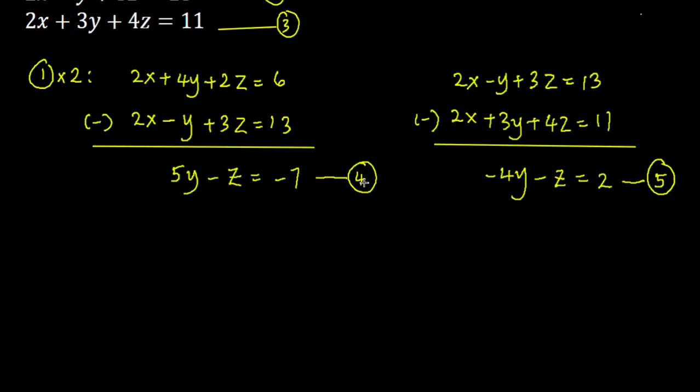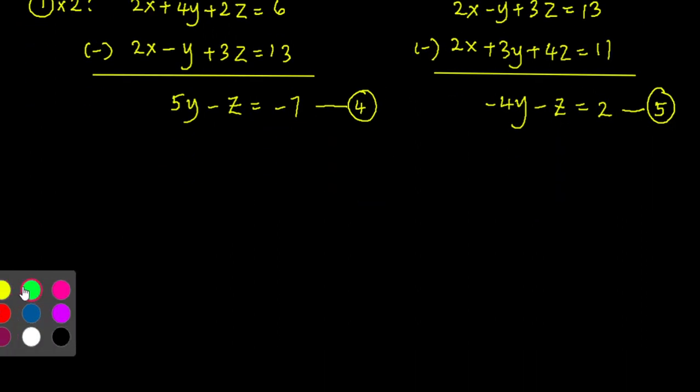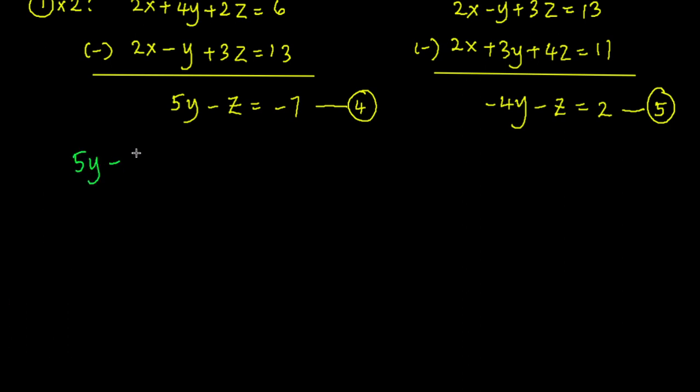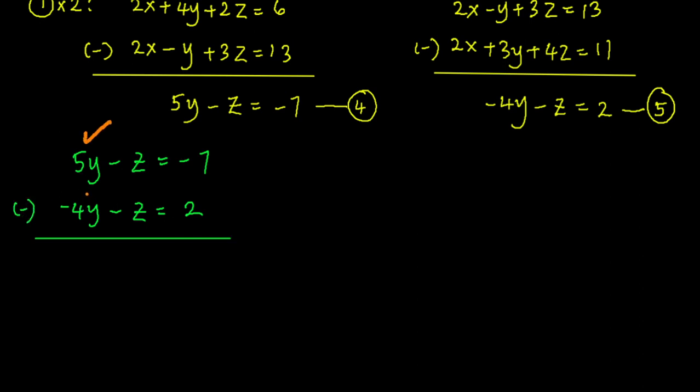If we rewrite this, 5y minus z equals negative 7, and negative 4y minus z equals 2. When we subtract, let's see what we will get. 5y minus negative 4y. Negative negative is positive, so 5 plus 4 is 9y. And here, negative z minus negative z. Isn't that 0?